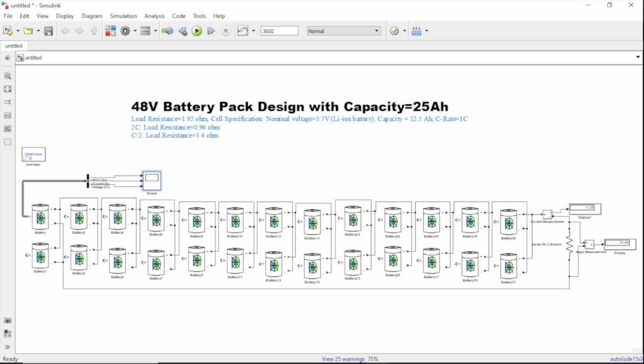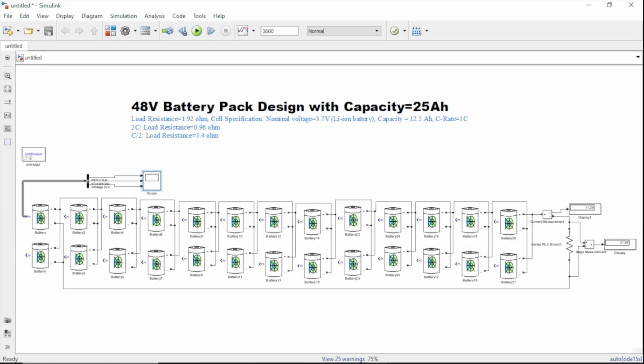For the C-rate analysis, I am taking the same configuration, a 48-volt battery pack with a capacity of 25 ampere hour. 13 cells are connected in series and 2 cells are connected in parallel. So for the initial case, I am taking 1C when the resistance was 1.92 ohm. So here we see that the battery takes 1 hour to completely discharge.